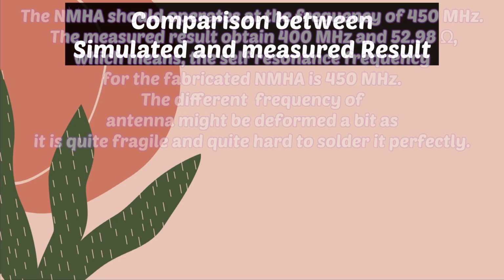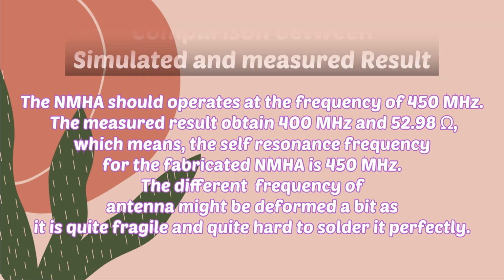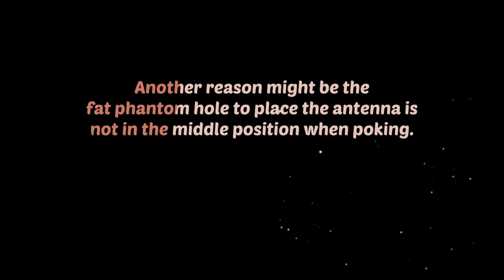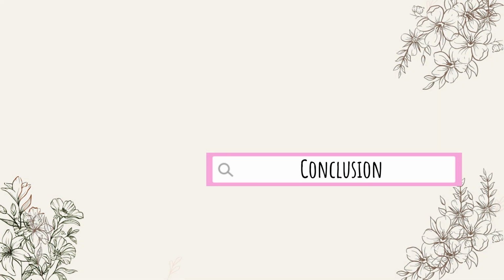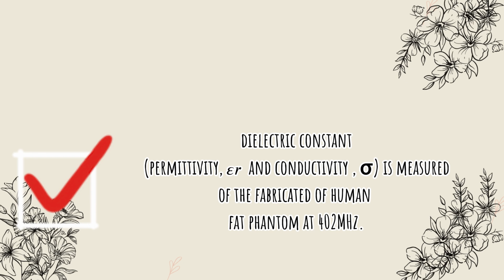Comparison between simulation and measured result. The NMHA should operate at the frequency of 550 MHz. The measured result obtained is 400 MHz and 52.98 ohm, which means the self-resonant frequency for the fabricated antenna is 450. The different frequency might be because the antenna might be deformed a bit as it is quite fragile and quite hard to solder perfectly. Another reason might be the fat phantom hole to place the antenna is not in the middle position when poking.